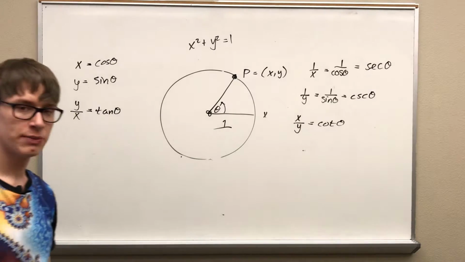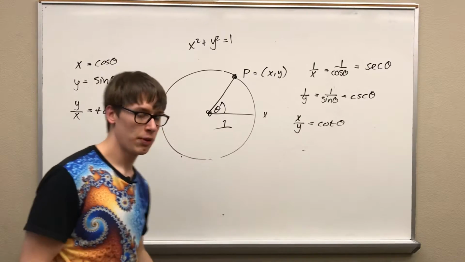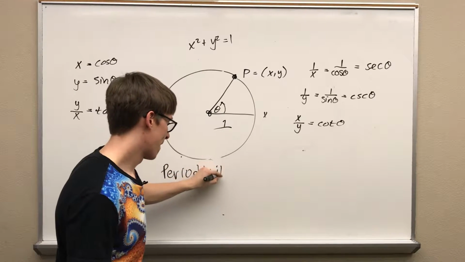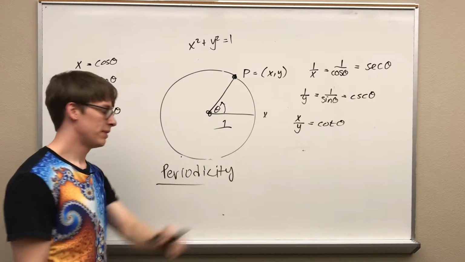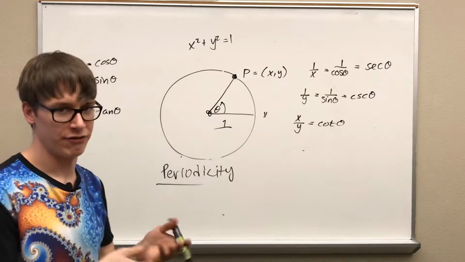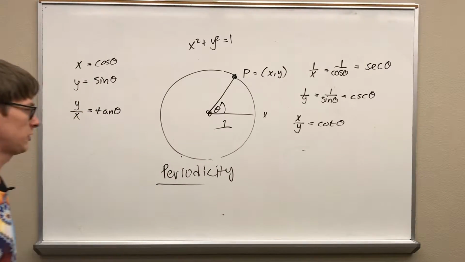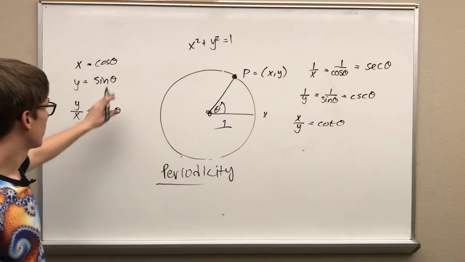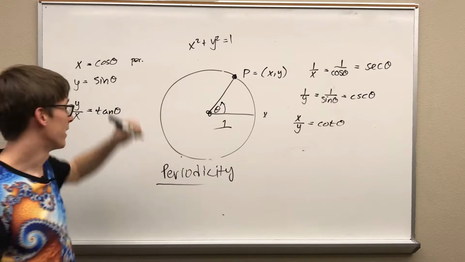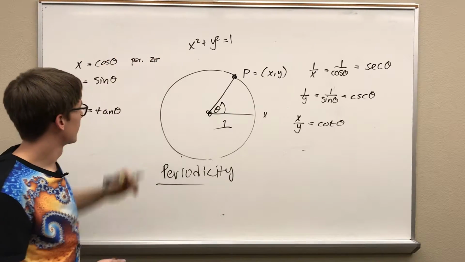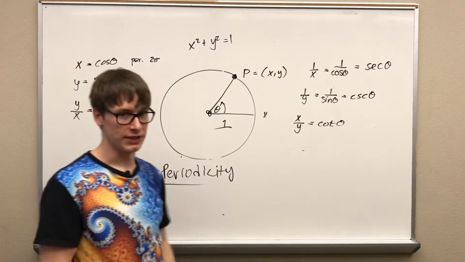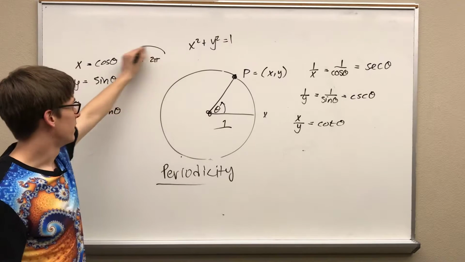Now, some useful properties about the trigonometric functions is they hold a property called periodicity. Periodicity means that these functions repeat after every so often. They're cyclical functions, and specifically, cosine has the period of 2 pi. Likewise, all 3, sine, secant, and cosecant, have the same period, 2 pi.